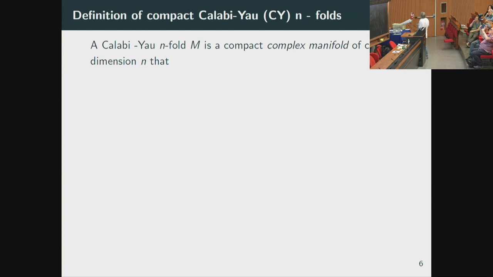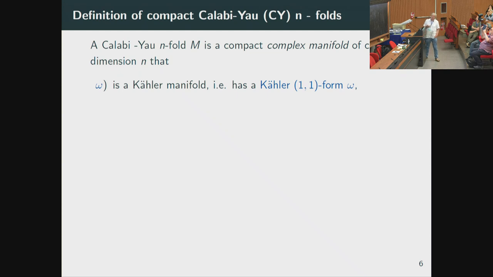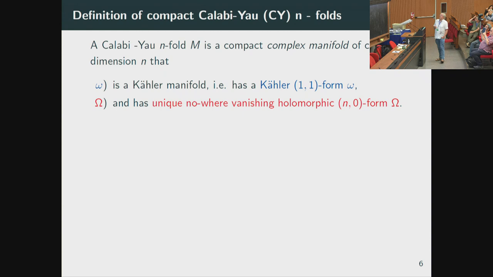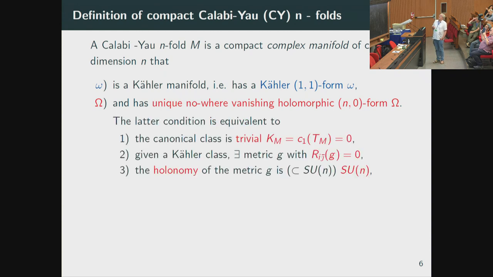So I repeat a little bit what the Calabi-Yau manifold is. Of course, it's a complex compact manifold of complex dimension n that has two forms, a Kähler form and a holomorphic n-form. The condition that you have this unique non-vanishing holomorphic form is equivalent to the fact that the first Chern class is zero, or, as Yau has proven, that there exists a Ricci-flat metric, and also that the holonomy is SU(n), and then it has two covariant constant spinors. That's why string theory mostly likes Calabi-Yau, but I don't care too much because I need the Calabi-Yau in any dimension.